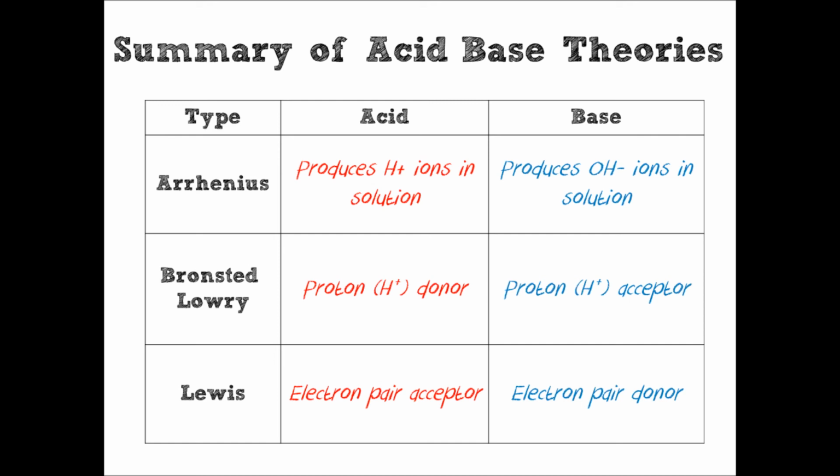The Lewis definition is the most broad of all because now we don't even have to have hydrogen. A Lewis acid is defined as an electron pair acceptor, whereas a Lewis base is defined as an electron pair donor. And it really does help with these types of acids and bases to actually draw out the Lewis structures to see where the bond is occurring.